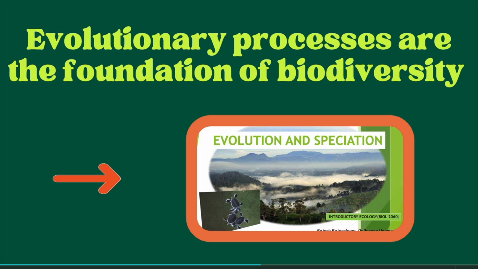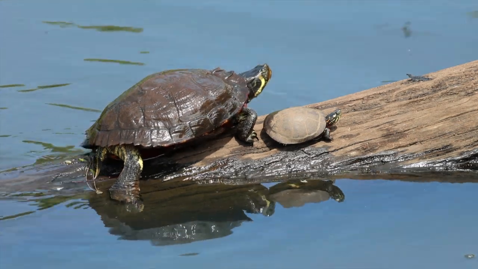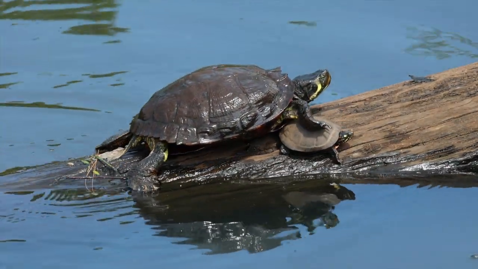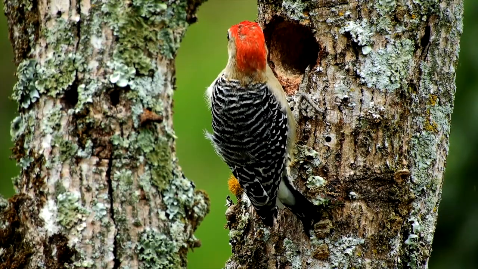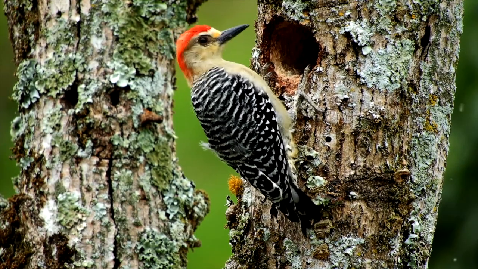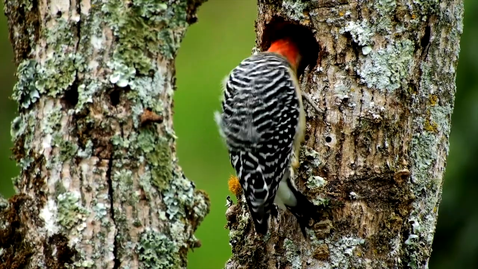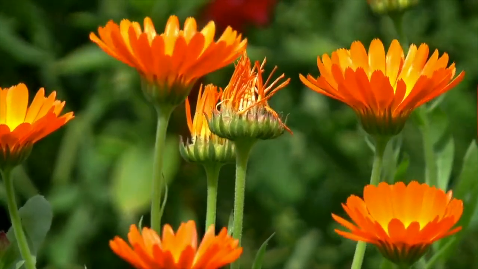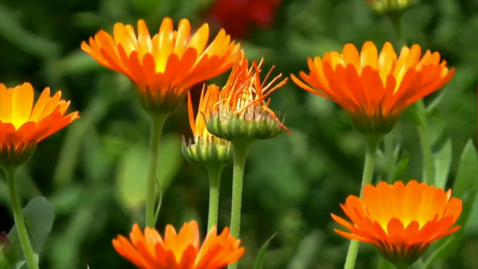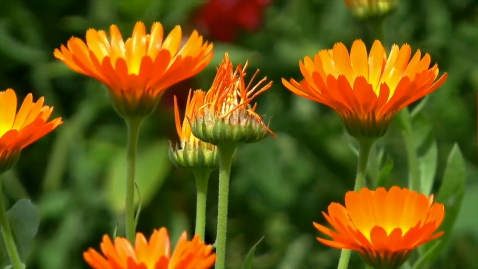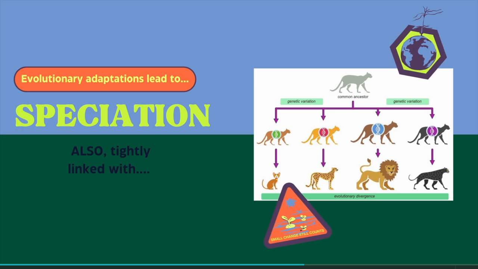Evolutionary processes are the foundation of biodiversity in ecosystems like this forest, a concept we explored in Lecture 2. Species evolve through natural selection, adapting to environmental pressures over generations. For instance, the woodpecker's specialized beak evolved to access insects deep within the bark, filling a niche that minimizes competition. Similarly, flowers have co-evolved with pollinators, developing bright colors and nectar to attract bees and ensure pollination, a mutualistic interaction critical for forest regeneration. These evolutionary adaptations often lead to speciation, where new species arise from common ancestors.